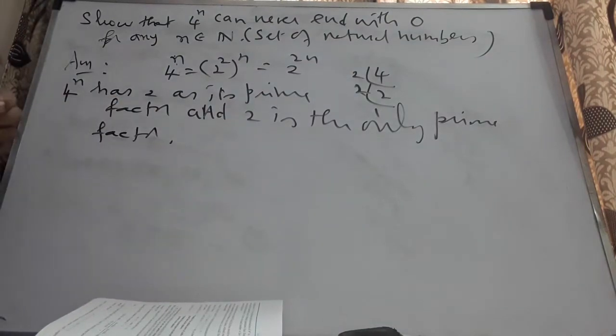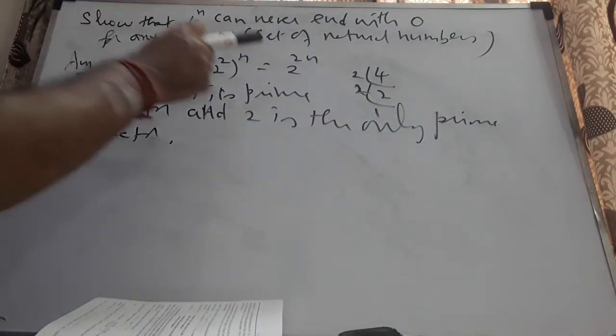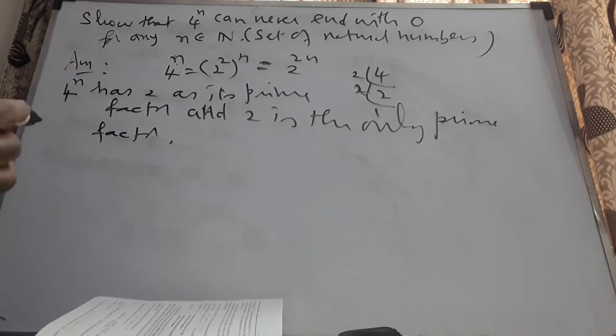It does not have 3 as a factor, it does not have 5 as a factor. Whenever 2 is a factor, if 5 is also a factor, 2 into 5 will give 10, and it will end up with automatically 0.